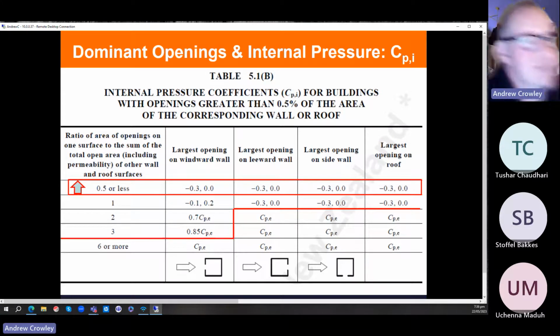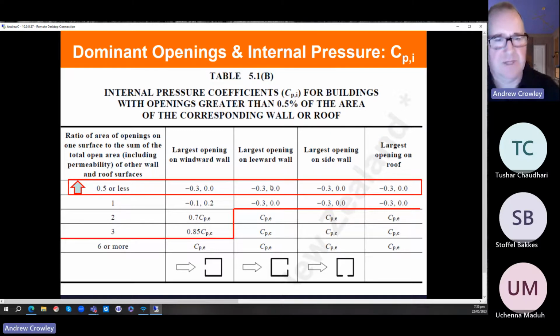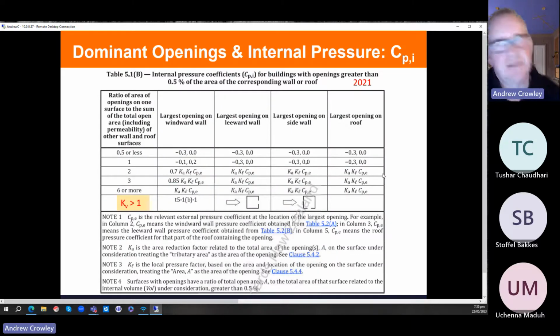Looking at internal pressures and CPI, if you have a large opening, then there's a convention we call dominant openings that can come into effect. You add up the ratios of the openings and sum them up and get a figure that you can use in this table to derive your CPI factor. And the CPI factor will vary depending upon which direction the wind is blowing. This is the new version for 2021. That's slightly different, but very similar, but they've introduced the KV factor as well.